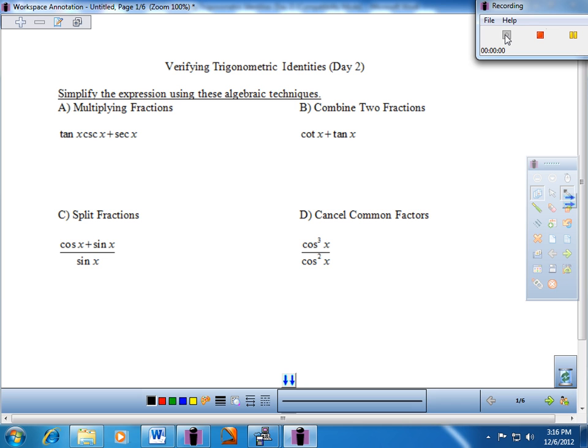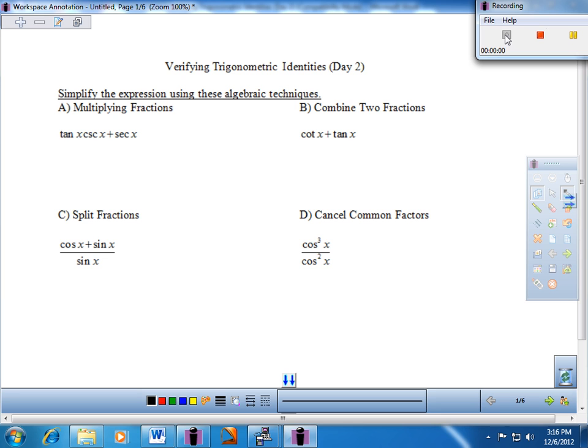We're going to do it pretty open-ended initially, just getting some practice with the skills, and then we'll dive into some actual verifications. So it looks like on your paper it should say simplify the expression using these algebraic techniques, and just different things that come up over the course of verifying identities. I would encourage you to pause the video, maybe a back and forth here, meaning try it on your own, come back and see if you got it right. And then pause, try the next one, come back, see if you got it right.